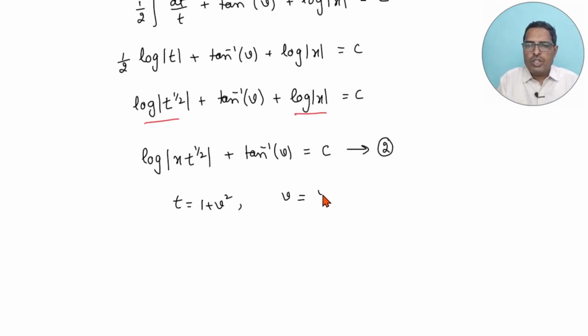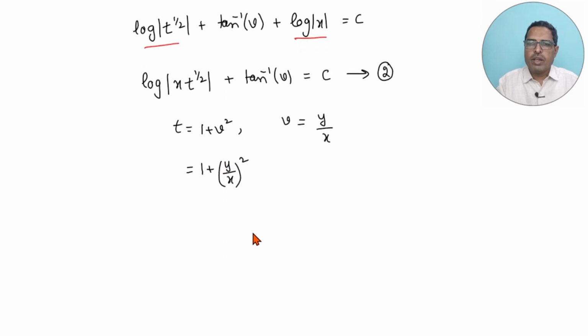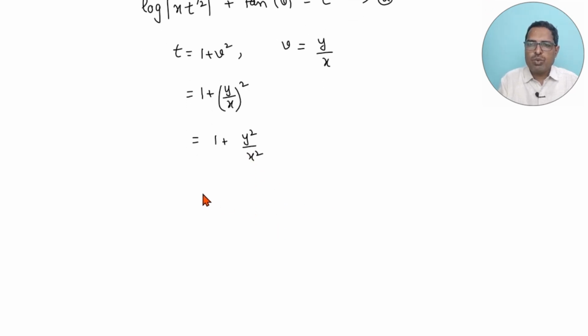V value is nothing but y by x, so let us plug it in over here. It is 1 plus v, and v is y by x, so it is y by x whole square. This is nothing but 1 plus y square by x square. So let us take the LCM as x square over here. If you take the LCM as x square and cross multiply, it becomes x square plus y square. So that's the value of t.